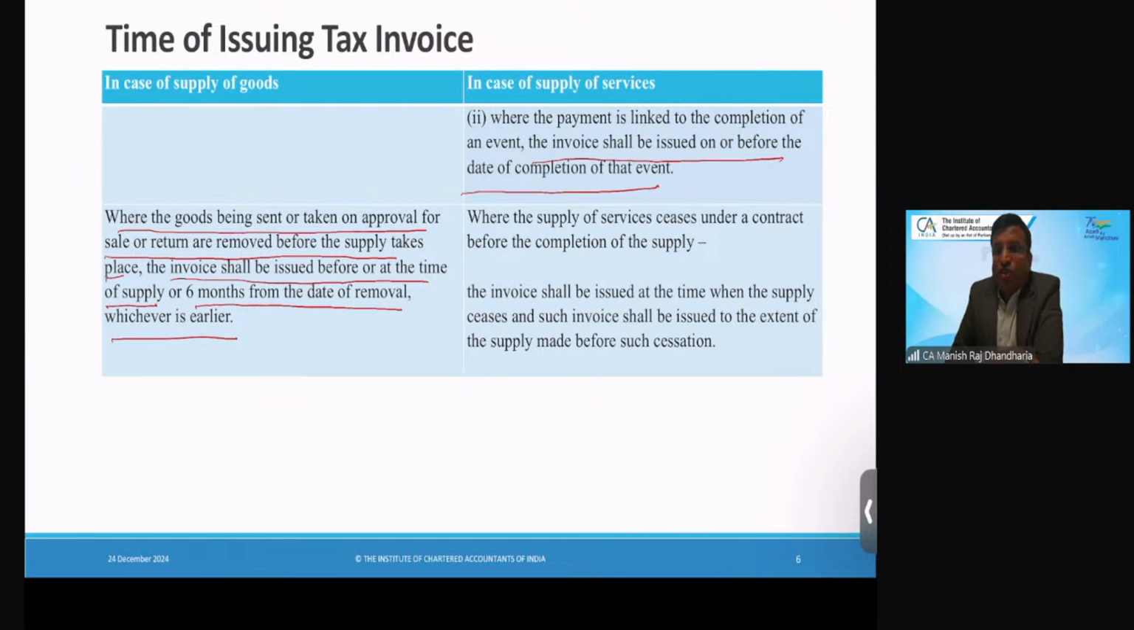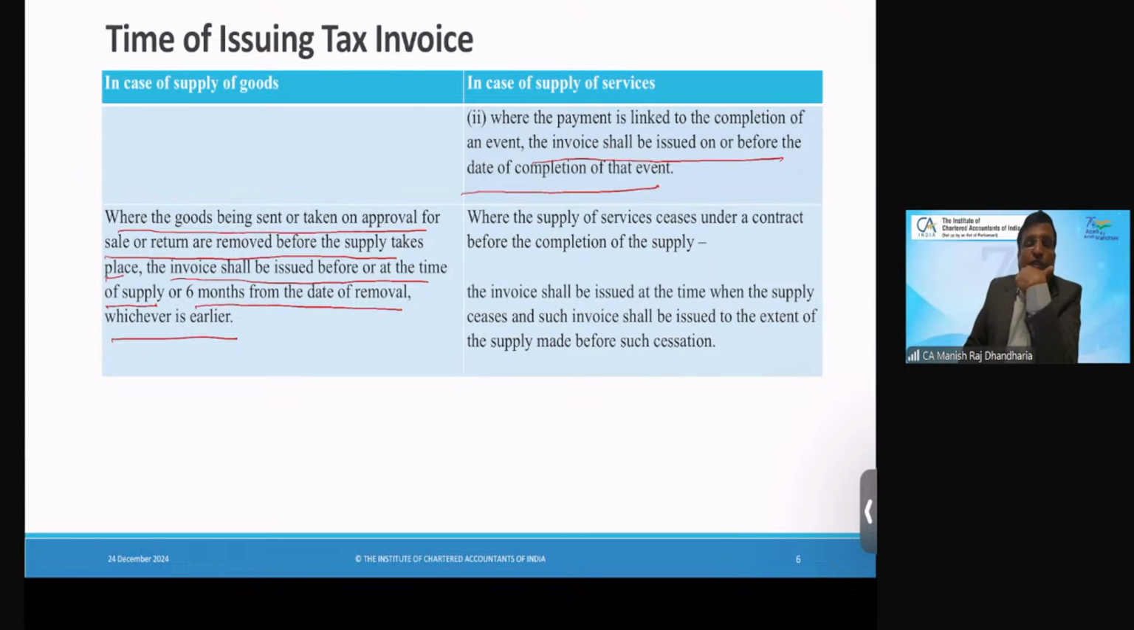Okay, someone is asking if goods returned before 6 months then invoice will not be issued. No, in that case invoice will not be issued. At that time concept of delivery challan is there, we'll discuss this later on. वो वाला concept use होगा, we have to issue delivery challan, not the invoice. Okay, so now let us move to the next point.